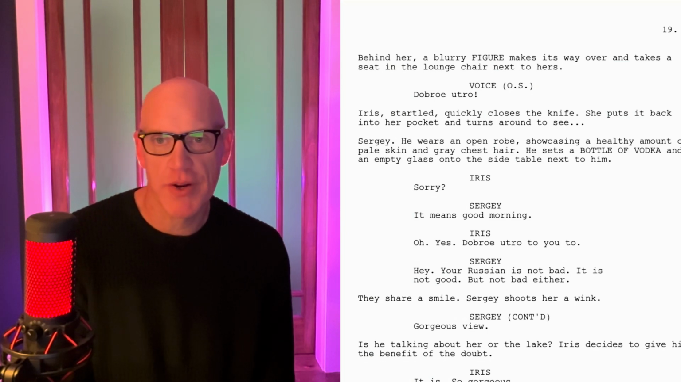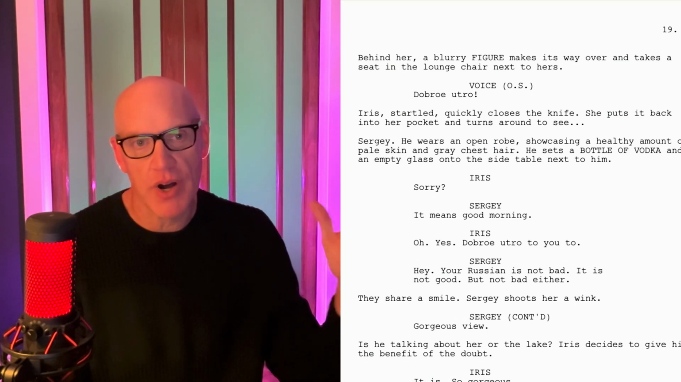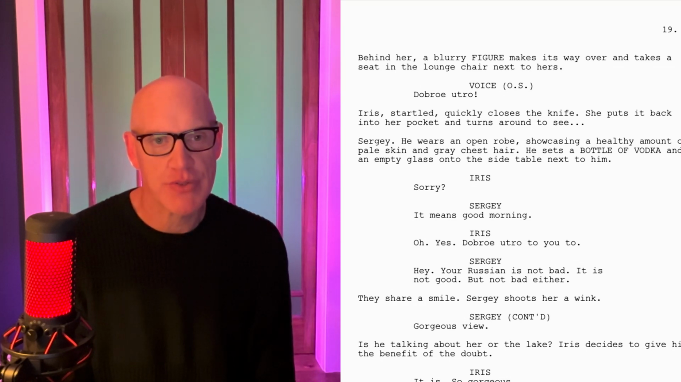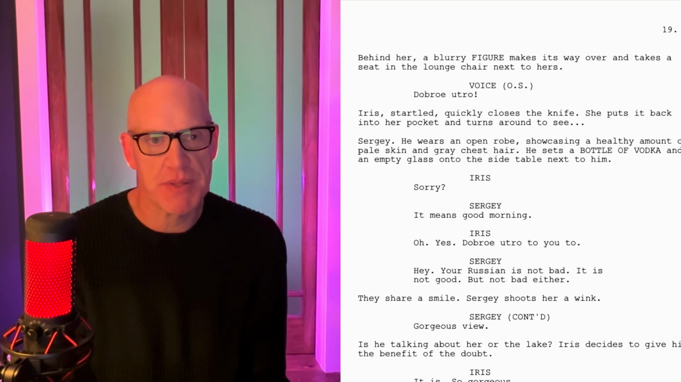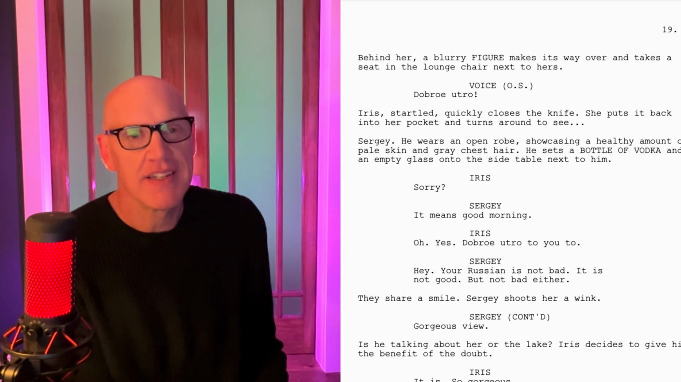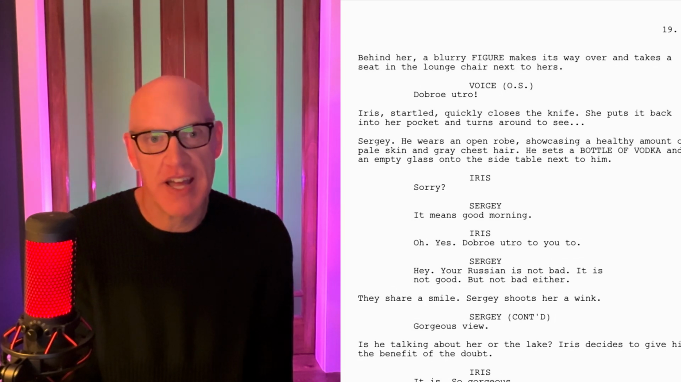Show you what I'm talking about here on page 19. We have voice off screen saying Dobro Utro. Then it says, Iris, startled, quickly closes the knife. She puts it back into her pocket, turns around to see Sergey. And then the next time Sergey talks, it's not voice anymore.